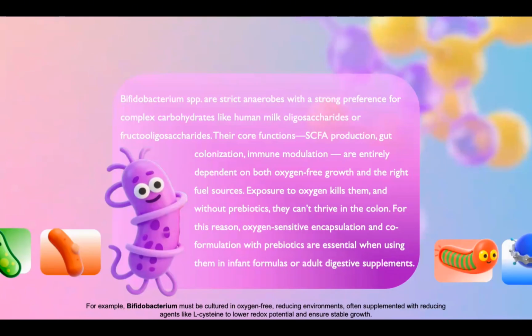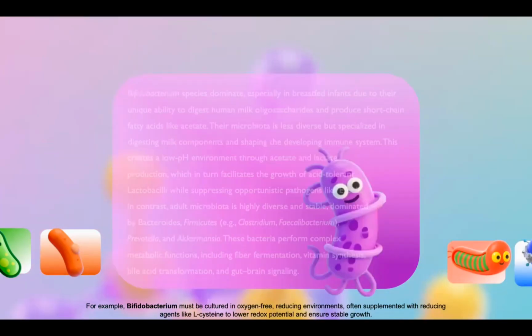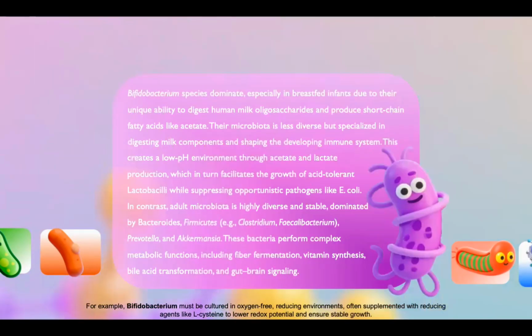In adult guts, microbial diversity significantly expands. The gut becomes fully anaerobic, and nutrient input diversifies to include complex carbohydrates, proteins, and fats, which allow more niches and interactions. Bifidobacterium, while still beneficial, plays a less dominant role and often engages in cross-feeding relationships. For example, its production of acetate supports the growth of plantarum and butyrate-producing species.